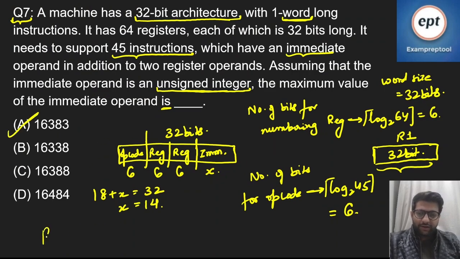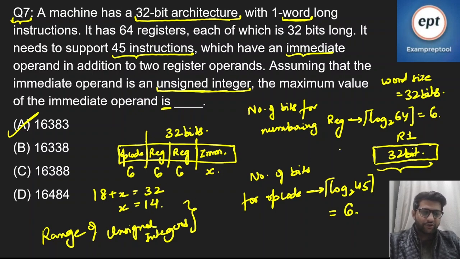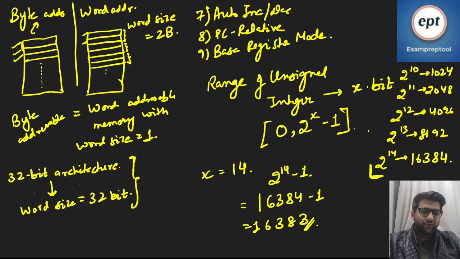So the concepts here were: you should have known the range of unsigned integers. Just try to get the concept behind this range of unsigned integers. Don't try to just rote learn this formula, right? You should have also known how many bits we required for numbering the registers and what an instruction format is. So these were the concepts that you require to solve such questions, right? And also try to remember these powers of 2 because you want to save some time in the GATE exam for difficult questions.